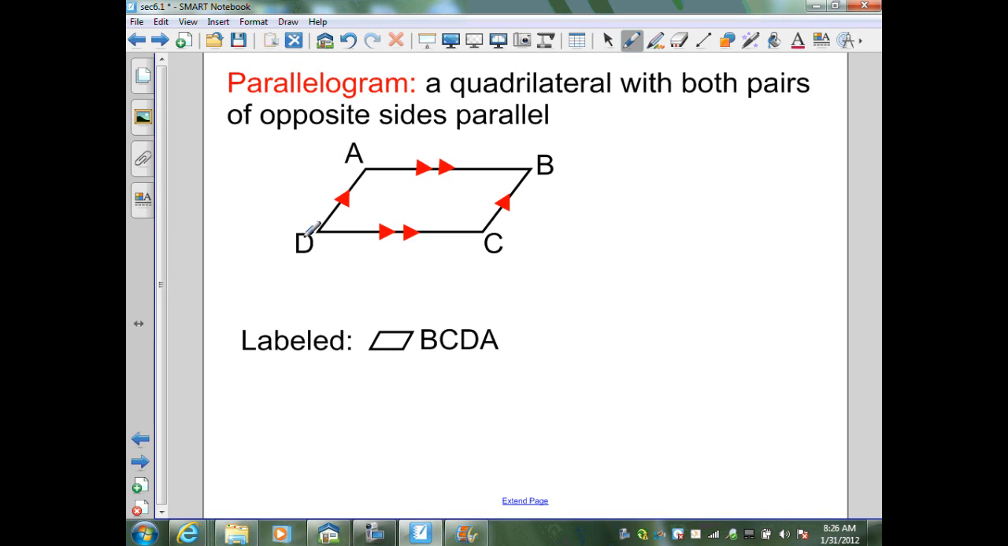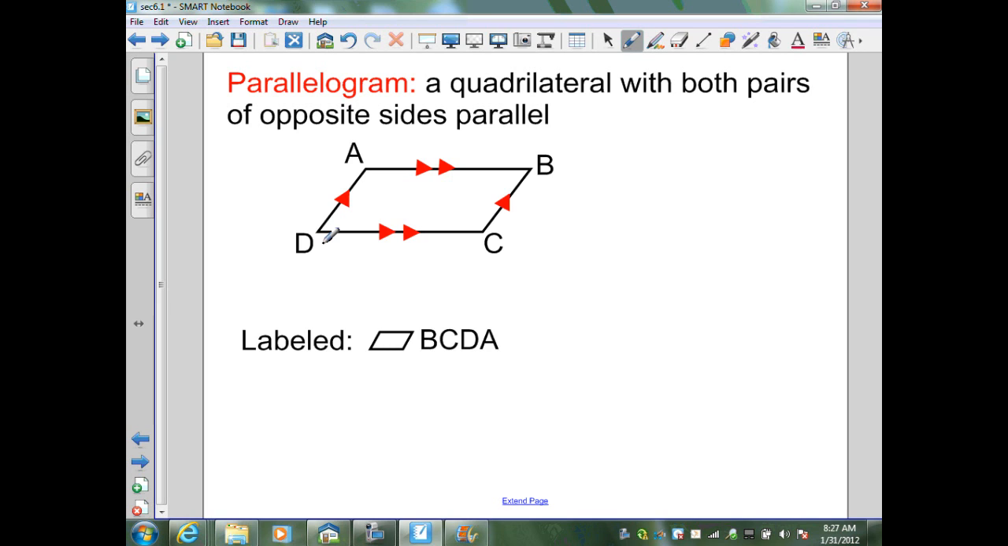If I have segment AD, the opposite side is a segment that is not adjacent to it. AB and DC are adjacent segments. Therefore, the opposite side would be BC. Similarly, if I have segment DC, the opposite side to that segment would be the non-adjacent segment, which would be AB.